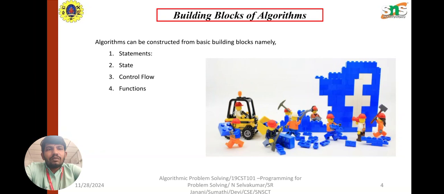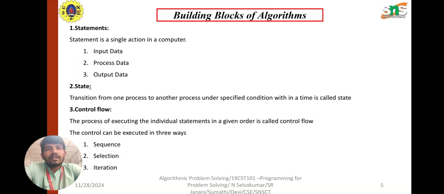Next, building blocks of algorithms. An algorithm can be constructed from basic building blocks, namely statements, state, control flow, and functions. These are the 4 building blocks we use to construct algorithms. First, the statements. A statement is a single action in a computer, for example, input data, process data, and output data.